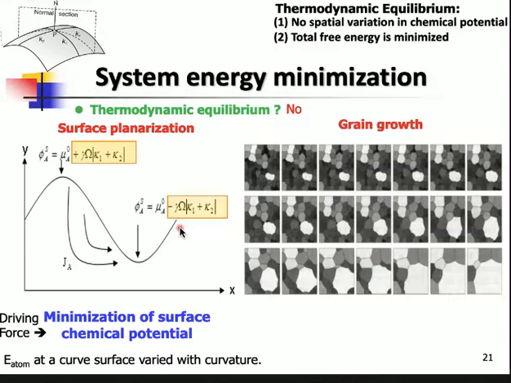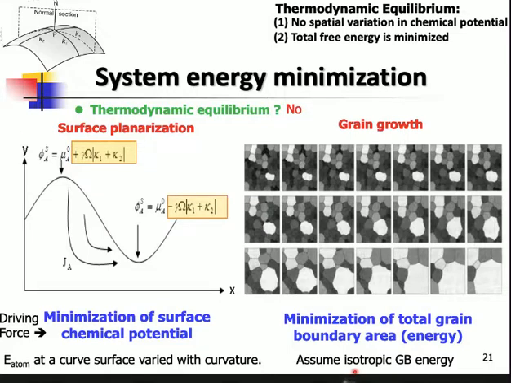And the other case is grain growth. During the grain growth process, you can observe that in the beginning it is a polycrystalline film. And during grain growth, some grains get larger and larger, and some grains, like this grain, shrink, get smaller, and disappear. The driving force is to minimize the total energy of the system.